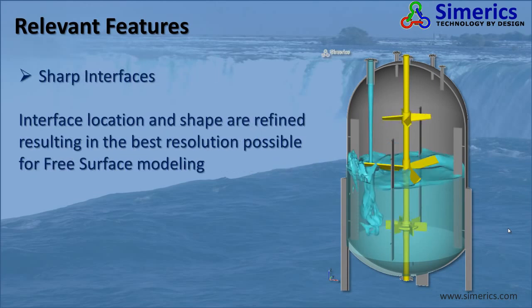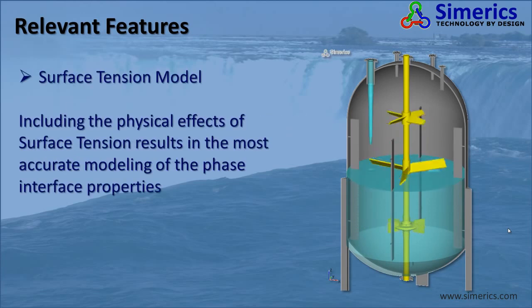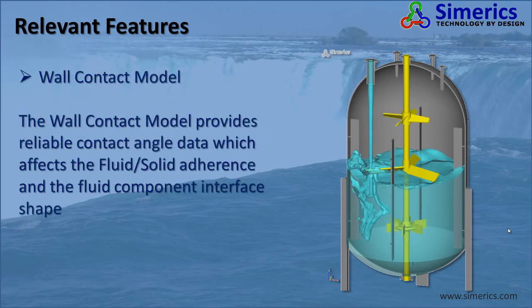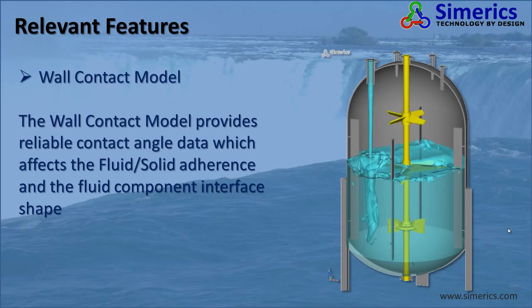Sharp interfaces. Simerics MP and PumpLinks offers higher order surface reconstruction algorithms which result in sharp interfaces. Surface tension model. In many types of multi-phase flows, the surface tension plays an important role in the interface behavior. The multi-phase module takes this into account. The wall contact model. Since surface tension is accounted for, PumpLinks includes the contact angle between liquids and solid surfaces so that the phase interface is predicted properly.